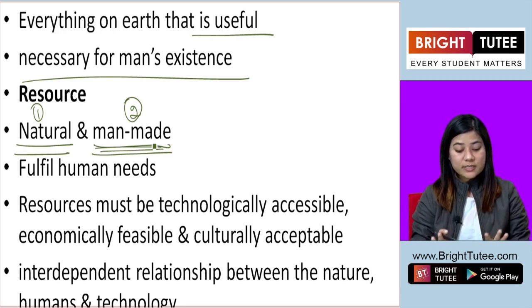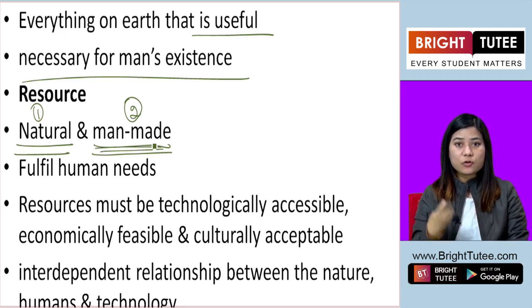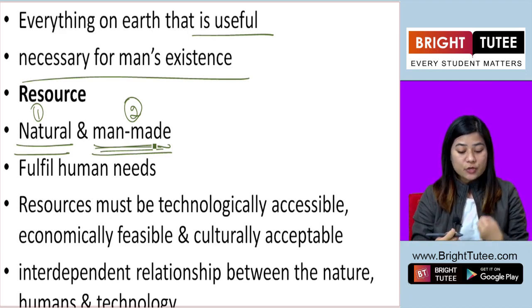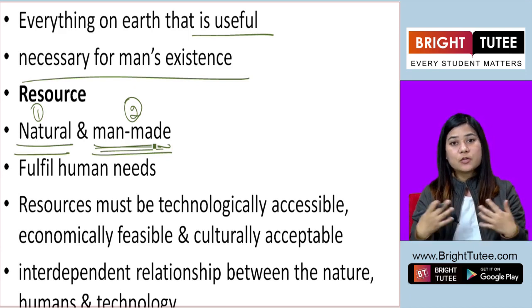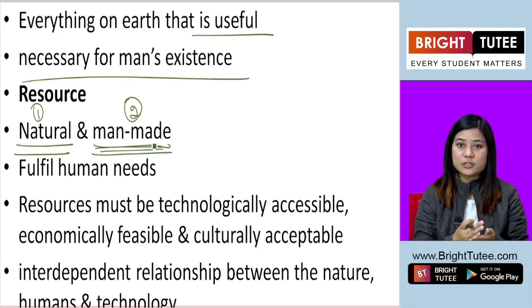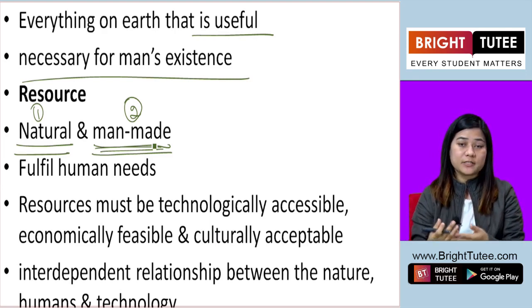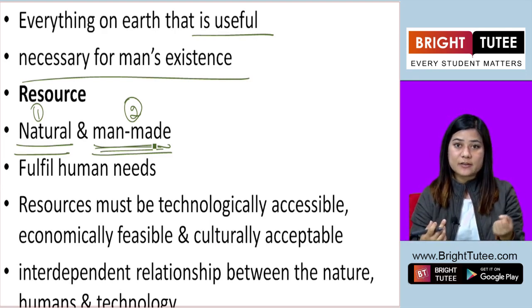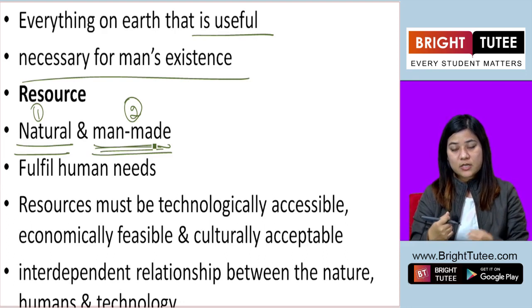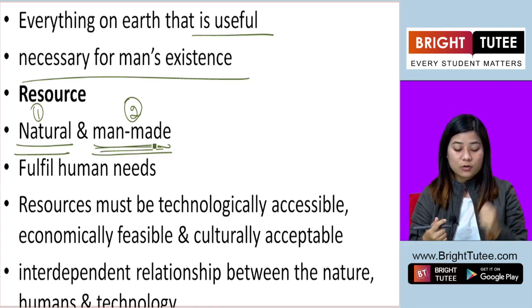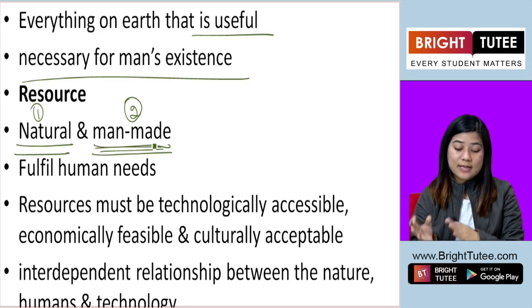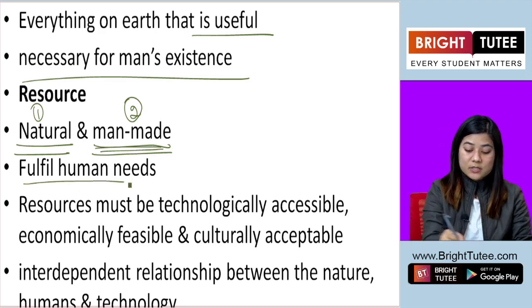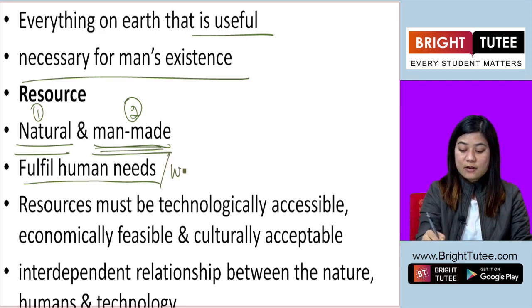Now by the use of these resources, we satisfy our needs. Human beings fulfill their needs and wants. Okay, so we have our goals, we have our achievements, we have our desires. In order to fulfill those desires, we use the resources so that we achieve the goal. So with the use of resources, both natural as well as man-made, human beings fulfill their needs as well as their wants.